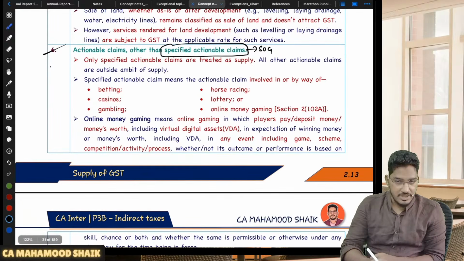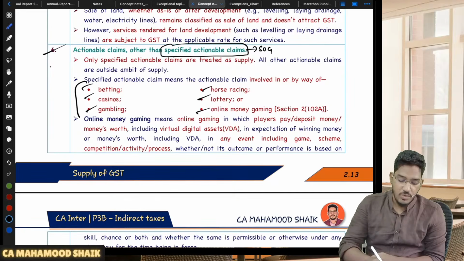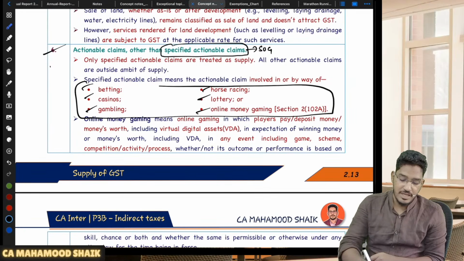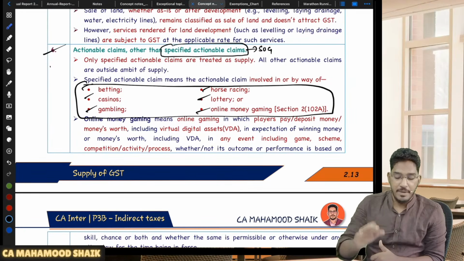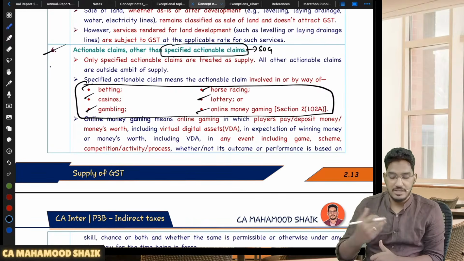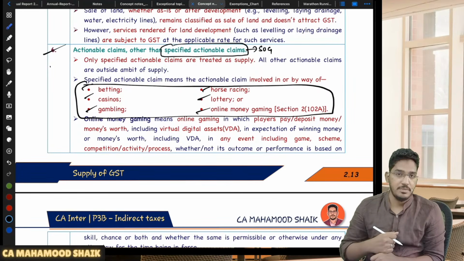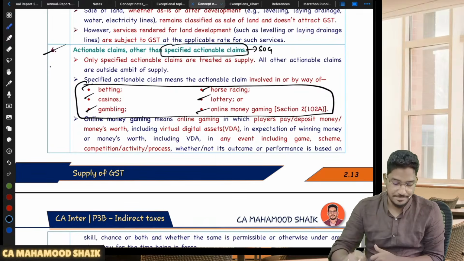Sir, what are those specified actionable claims? Betting, casinos, gambling, horse racing, lottery, and online money gaming. Only these actionable claims will be considered as supplies. If any other actionable claim, apart from these specified actionable claims, is getting supplied, it will be considered neither as supply of goods nor as supply of services.